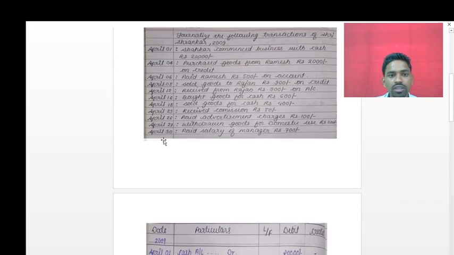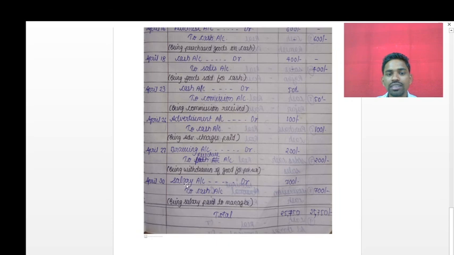So the last transaction is on 30th April, paid salary of manager. Paid salary means, paid means what? Cash paid. Cash paid to the manager, or you can say the salary account or manager account. So these two accounts are affecting. See here, salary is an expense for the business. Salary is paid by the business to the manager. So salary account debit to cash account credit. Cash goes out after paying. So like this you have to pass the journal entries.